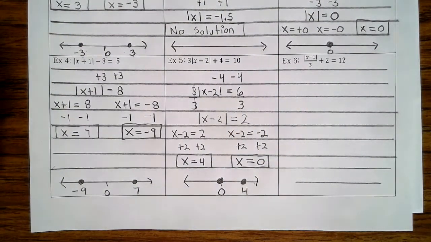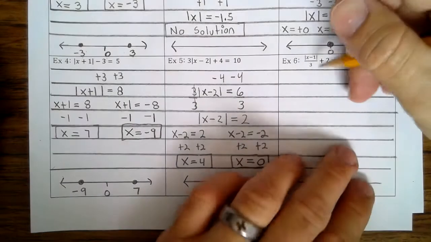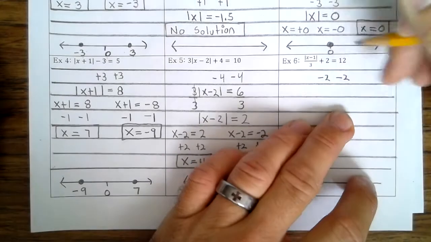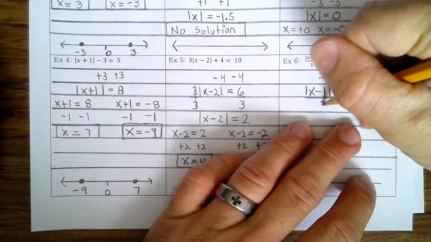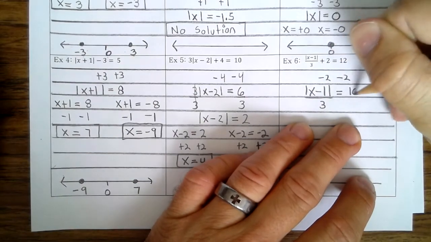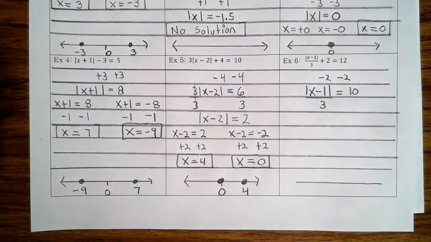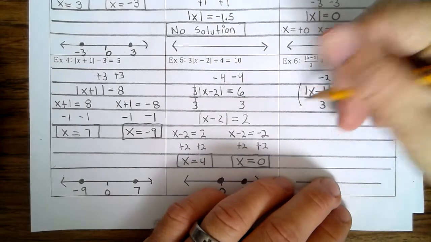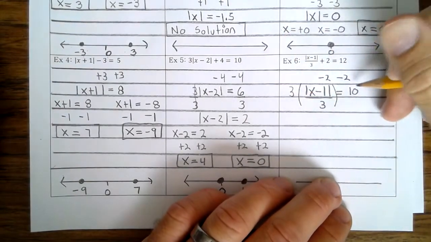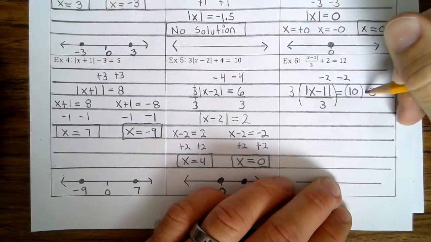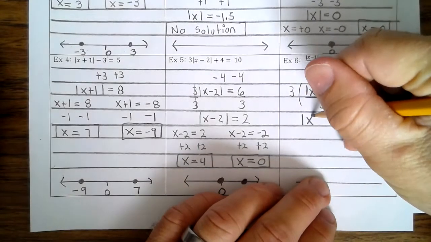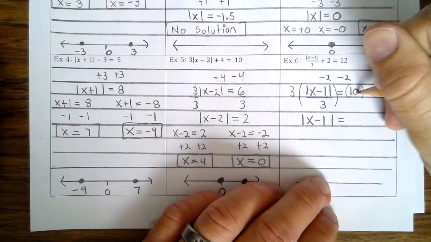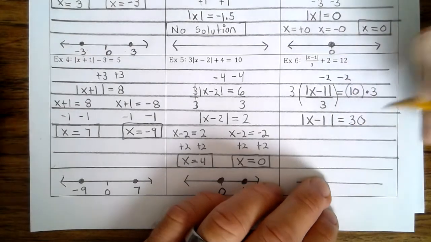All right, last example for this part. Example 6, isolate the absolute value. So we're going to subtract 2 from both sides. So that becomes 0. You get the absolute value of x minus 1 divided by 3 equals 10. Now, it's still not isolated, so we're going to multiply both sides by 3. 3 divided by 3 is 1. The absolute value of x minus 1 equals 10 times 3, which is 30.